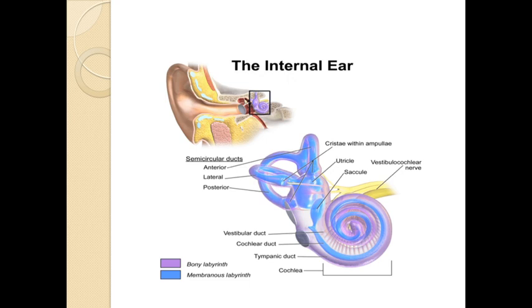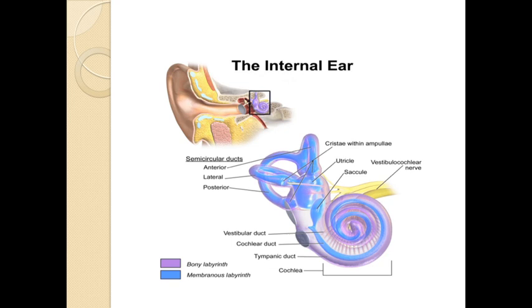Those swellings are called ampullae, and these ampullae contain structures called cupula, which is important for the equilibrium of the body. Then when the cochlea is considered, the cochlea is a coiled tubular structure.